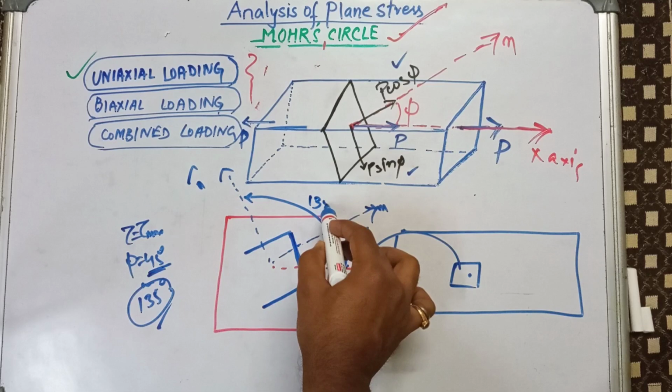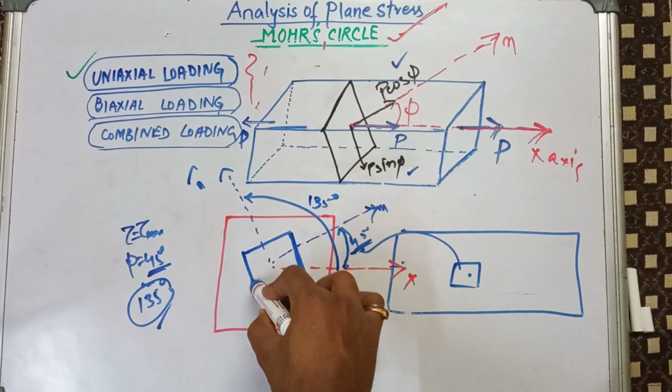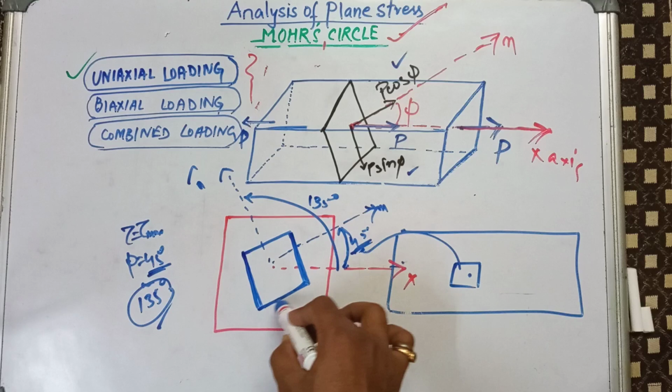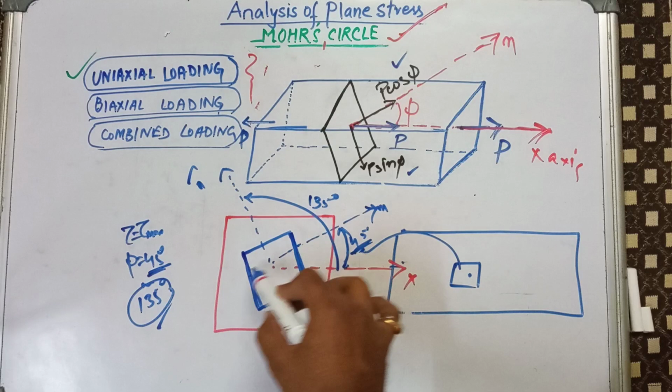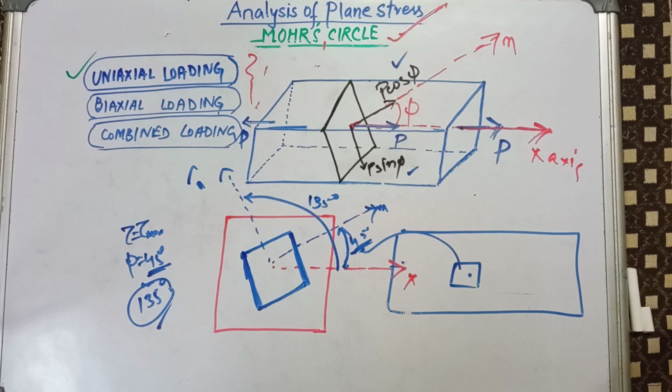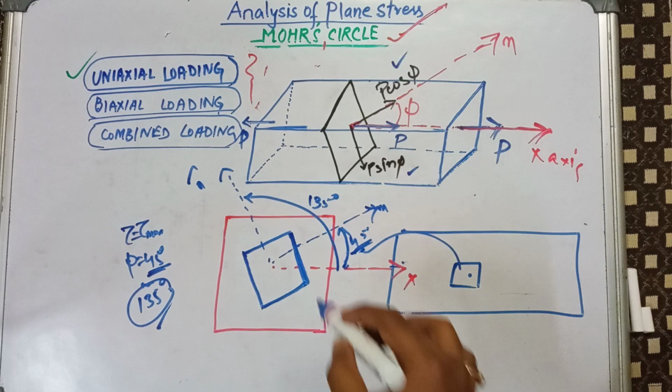Again, if you see, this plane and this plane are parallel. These two planes are parallel to each other. Yes or no? So the normal of this plane will also make an angle of 45 degrees with the x-axis. So it is clear to you, I hope. Now, at phi equal to 45 degrees, the shear stress that is acting is positive.